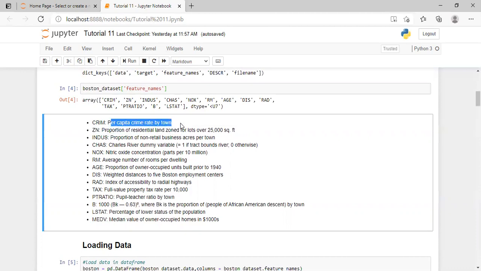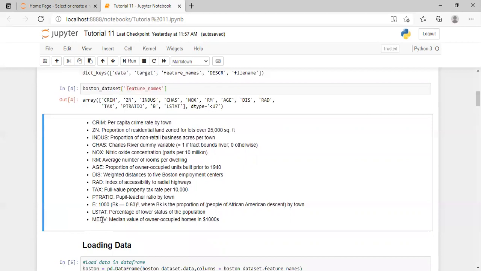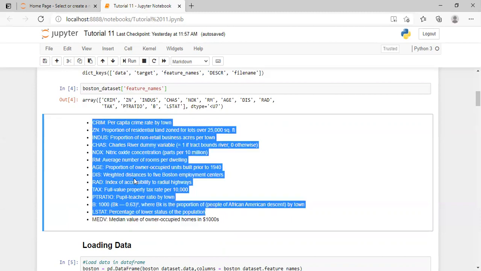So we have per capita crime rate. What we are trying to predict, in our case, is the median value of owner occupied homes. So we want to predict the price of the house, what would be the price of the house, and this is the variable which would be the dependent variable, and we would be using all these variables as our independent variables.